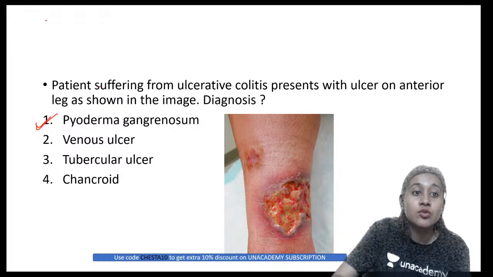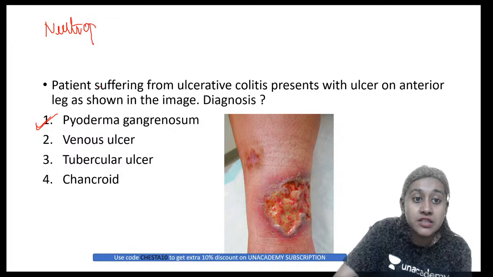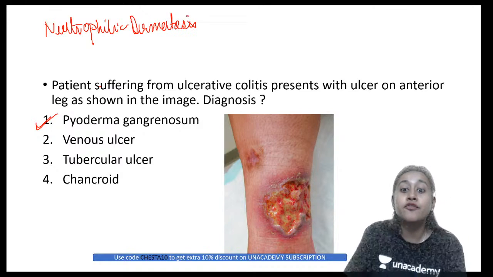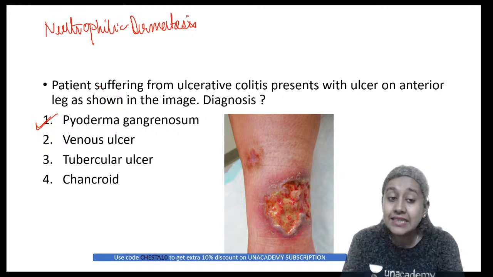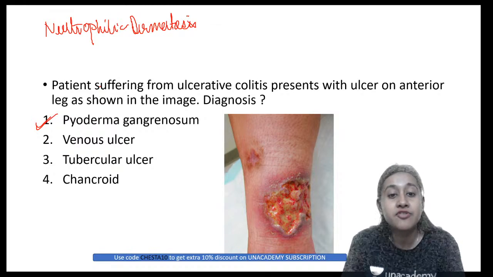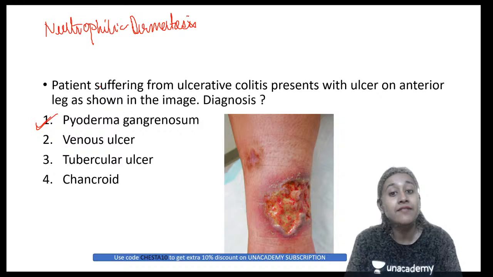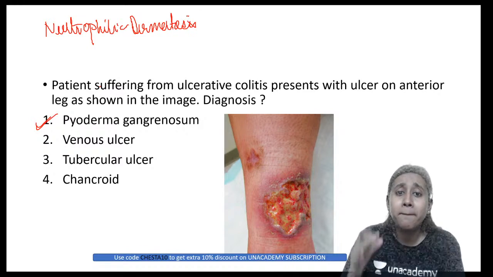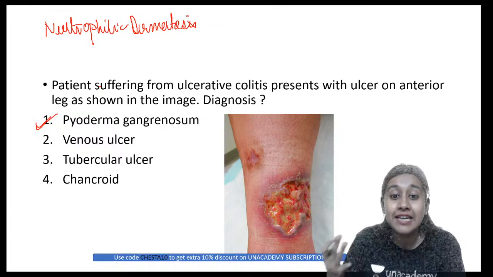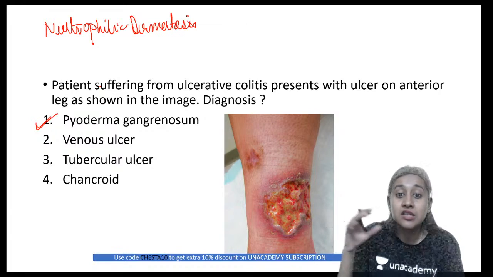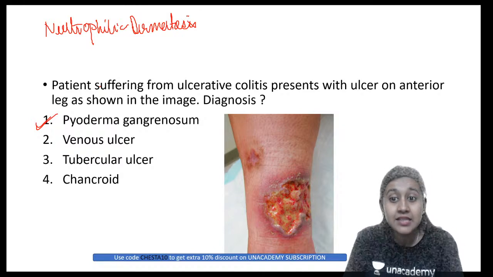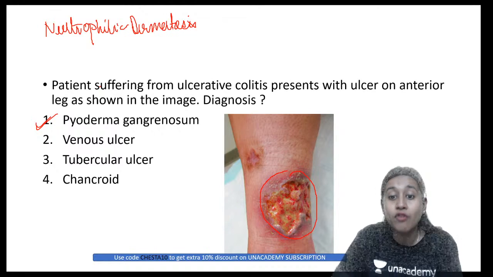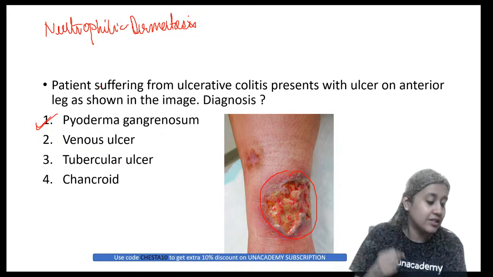What is pyoderma gangrenosum? It is a neutrophilic dermatosis. Neutrophilic dermatosis means you have the presence of a large number of neutrophils in the skin. What happens in these individuals? You have associated inflammatory bowel disease, that is ulcerative colitis or even Crohn's disease. The classical clinical feature is sudden development of a painful ulcer which progresses very rapidly. So whenever there is an underlying inflammatory bowel disease and a rapidly progressing, painful ulcer with a violaceous margin, this is a case of pyoderma gangrenosum.